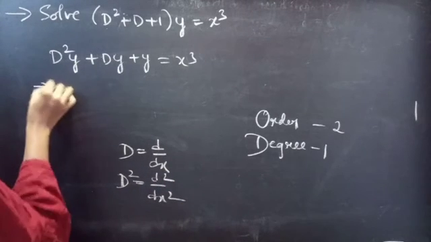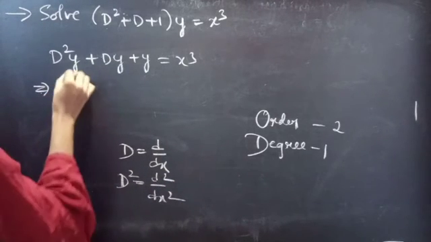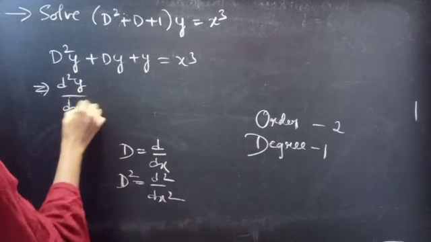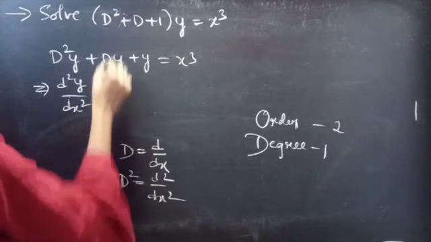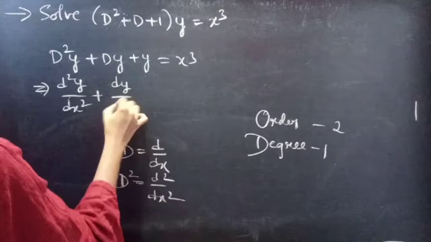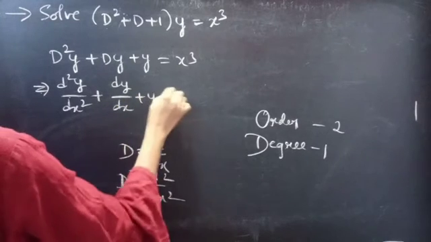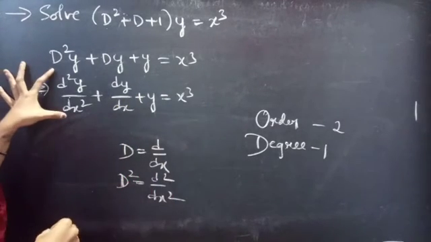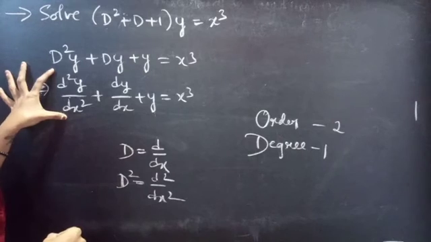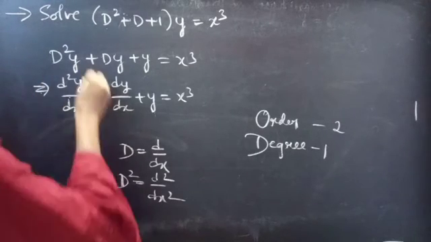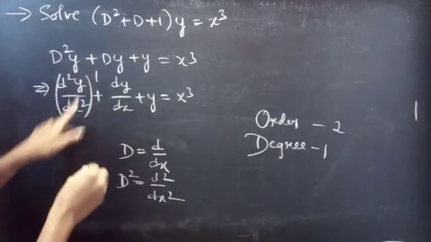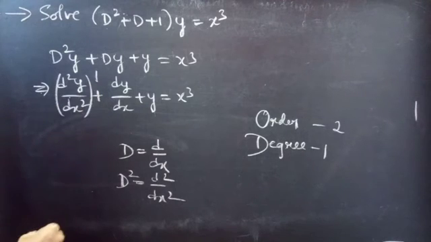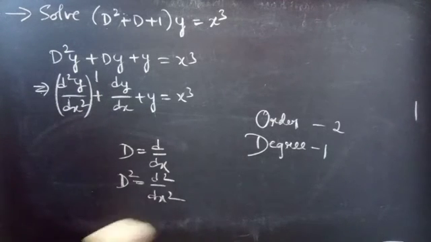Now we can write the differential equation as d square y by dx square plus, write Dy as dy by dx, plus y equals to x cube. Here d square y by dx square is the highest derivative, so order will be 2, and the highest power of the highest derivative is the degree. Degree is 1, right? Now coming to the problem.